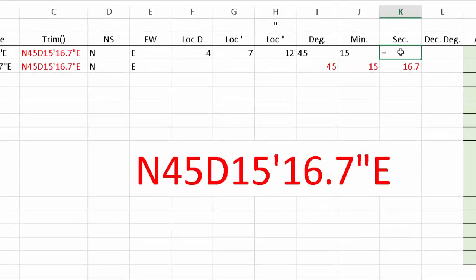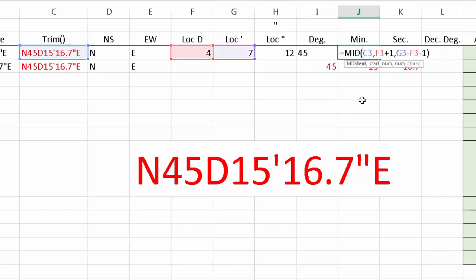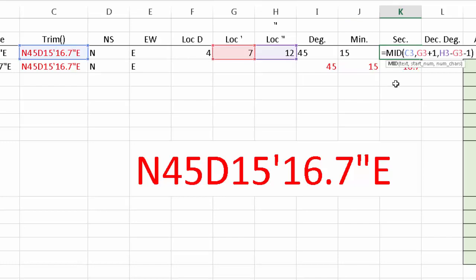And then lastly, for the seconds, we're going to use MID of the same text string. The starting position is the location of the apostrophe plus 1, and then the number of characters is the location of the quotation minus the location of the apostrophe. So 12 minus 7 gives me 5, and I know that I have 1, 2, 3, 4 characters in this example, so I'm at 5. To get to 4, I need to subtract 1. And so these formulas allow me to extract the degrees, the minutes, and the seconds.